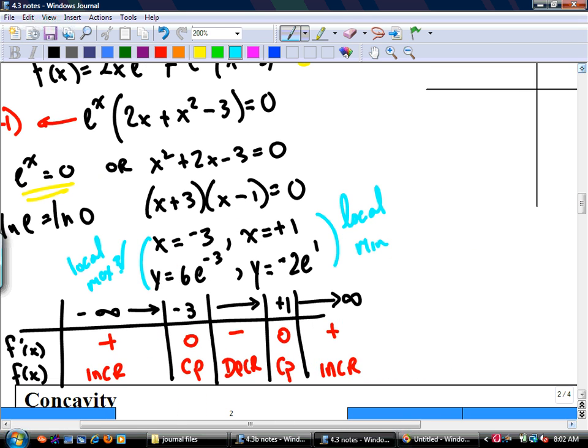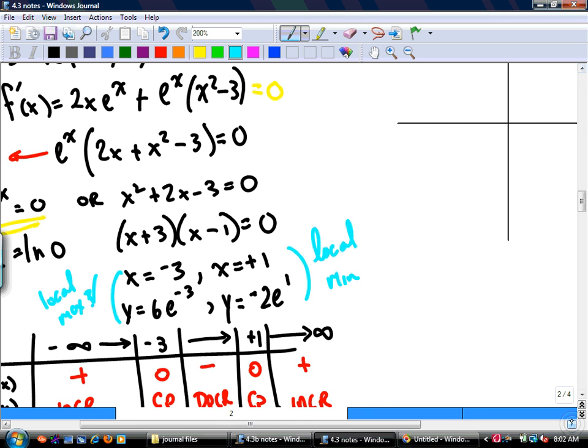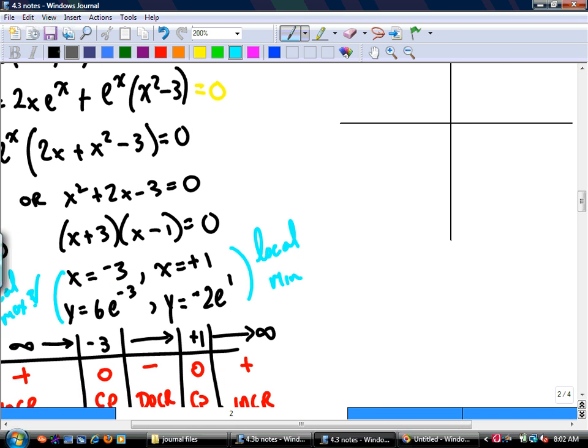Now I guess you can reach for your calculator. Maybe. And when you throw that in your calculator, I'm going to cheat and look at it. Oh yeah, right, it does this. So at negative 3, 6 divided by e cubed is really close to 1. It's actually a little smaller than 1. And then at 1, negative 2e, that's like negative 5-ish. Looks like this.